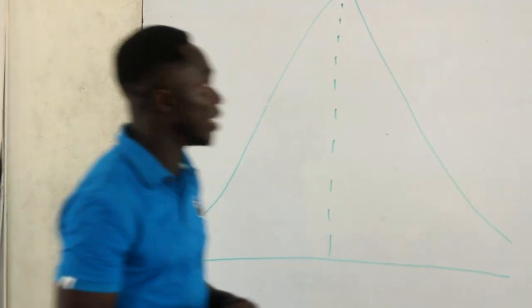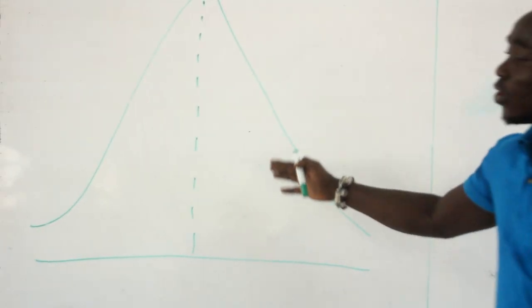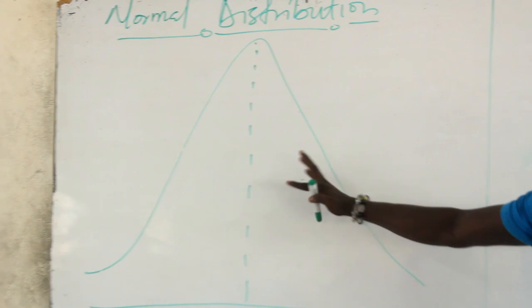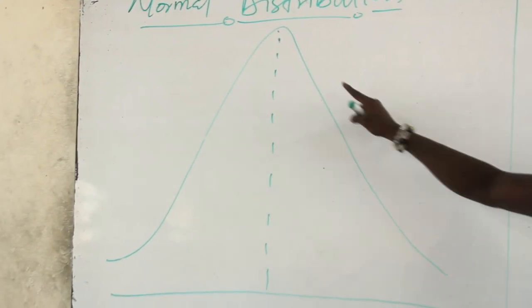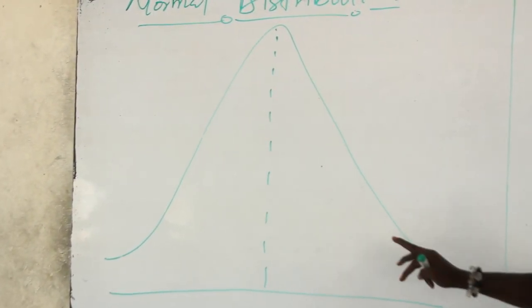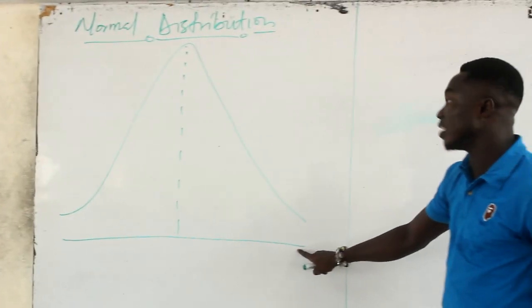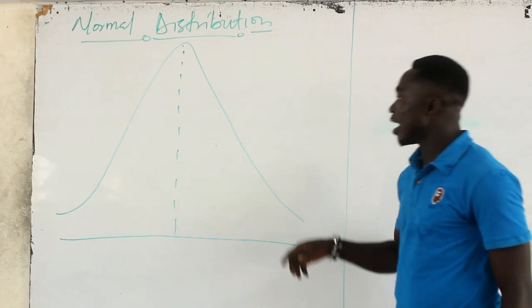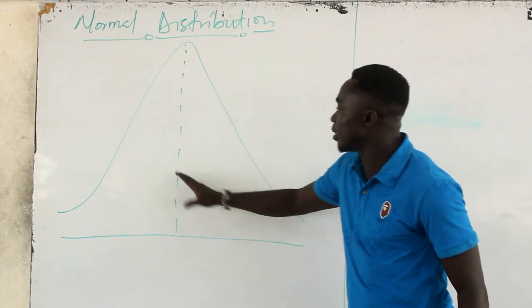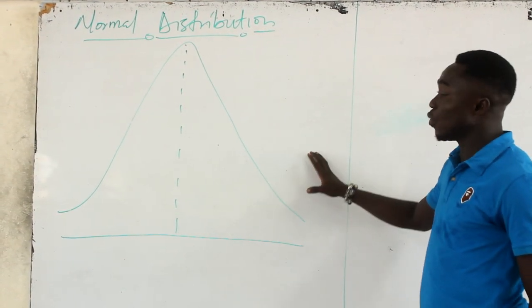So let's look at them again. First, we said one of the features is that the curve itself is a bell-shaped curve. The curve does not touch the horizontal axis, telling us that the curve is asymptotic, meaning it doesn't touch this horizontal axis. Another feature is that the area under the curve is equal to 1.